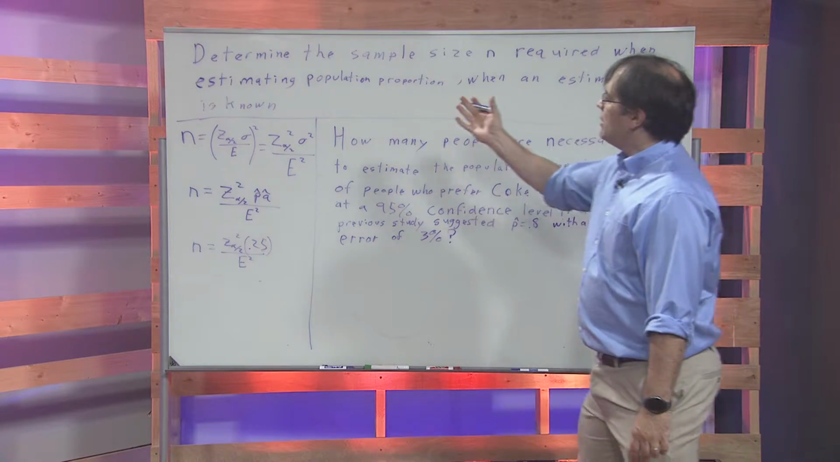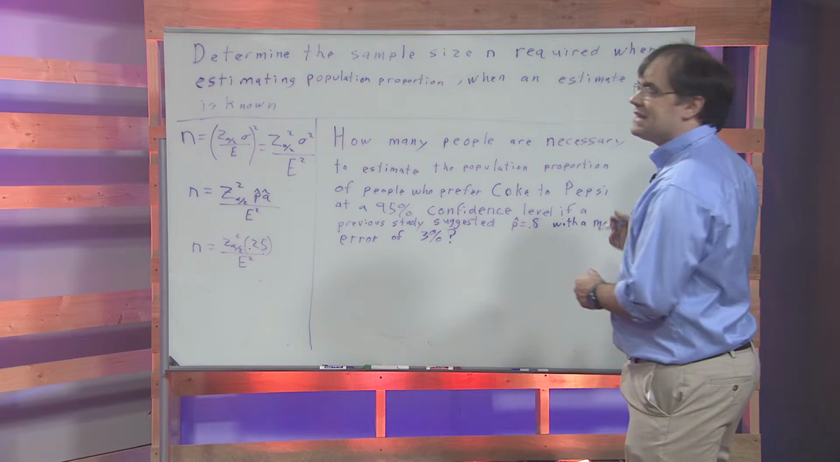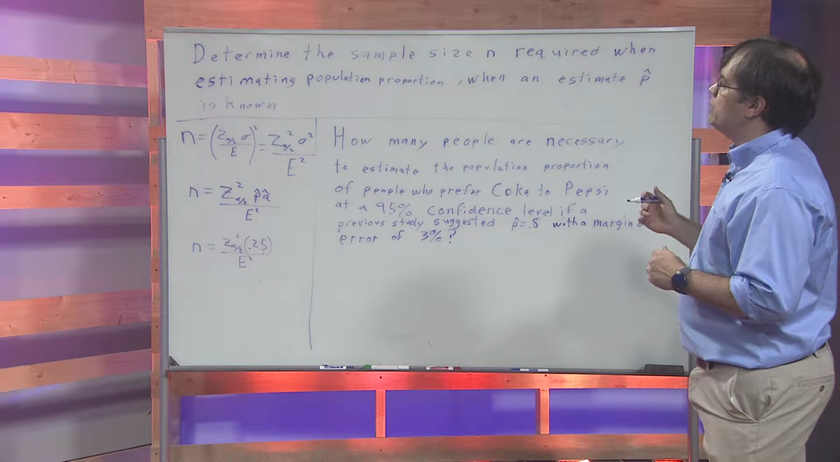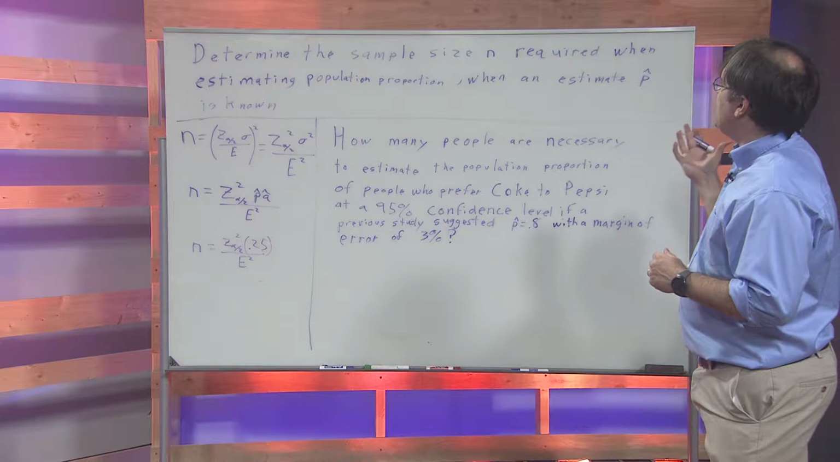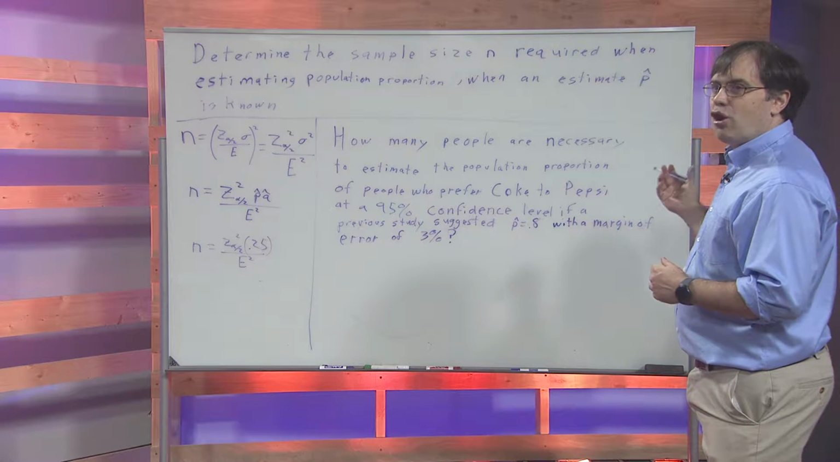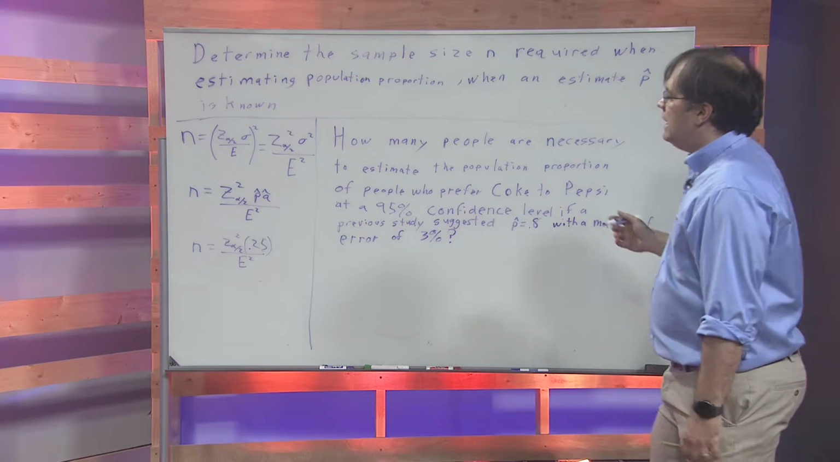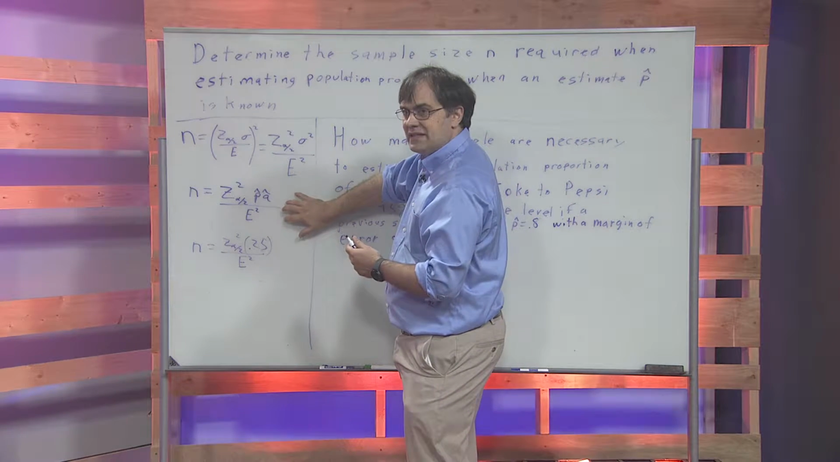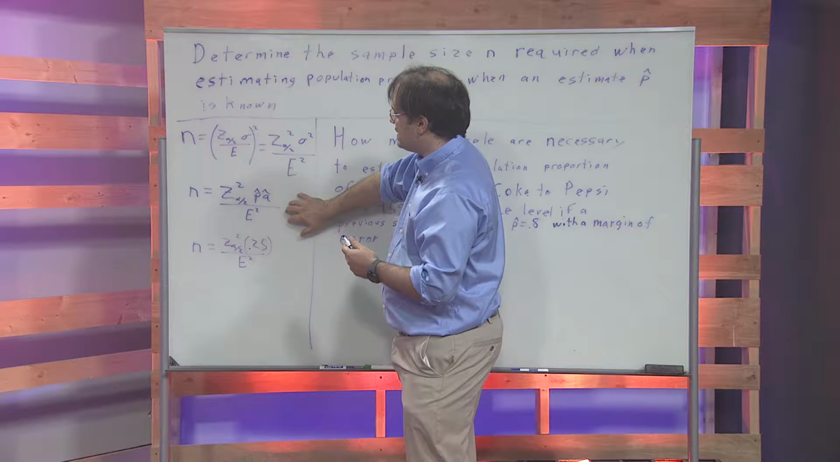Hi, today I'm going to talk to you about how we determine the sample size n when we're required to estimate a population proportion when we have an estimate already for p hat. In this case, we've got these three formulas again, and this is the formula that we'll be using this time.